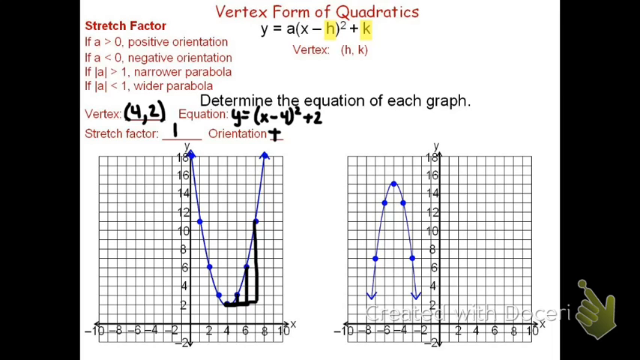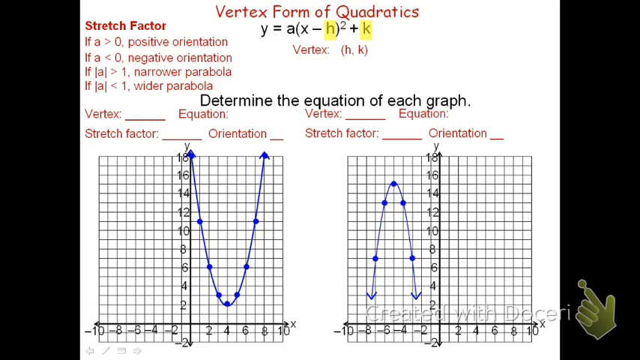Looking at this equation, we notice again that the a value is positive 1. We see that the horizontal shift is 4, indicating 4 units to the right, and that the vertical shift is 2, indicating that the vertex is shifted 2 units up from the origin. Looking at the second problem, we'll use the same ideas to find the vertex, the stretch factor, and the orientation.